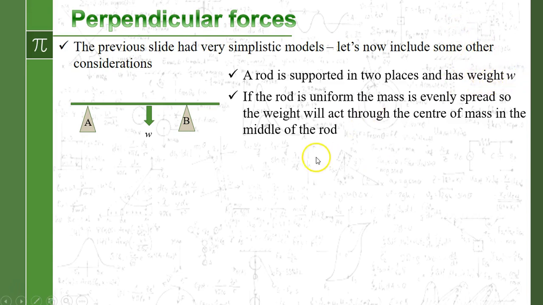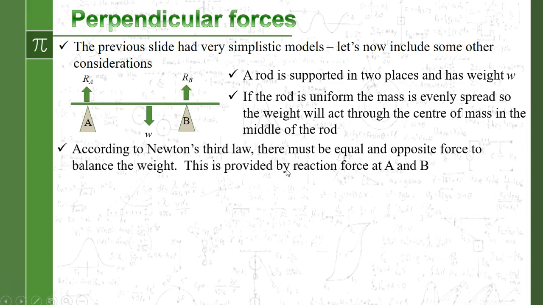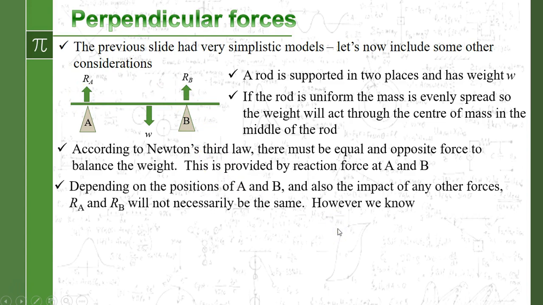M times G. Right, so according to Newton's third law, if we've got a force downwards that is W, then these two things here, RA and RB, the reaction at A and the reaction at B, have got to be equal to it. They're not necessarily going to be the same, depending on where they're positioned and also depending on the impact of other forces. But in this particular case, if we're just looking at that example there, we've got RA plus RB equals W, which is basically the downward force is equal to the upwards reaction force. And that's a concept that we should be quite happy with by now.